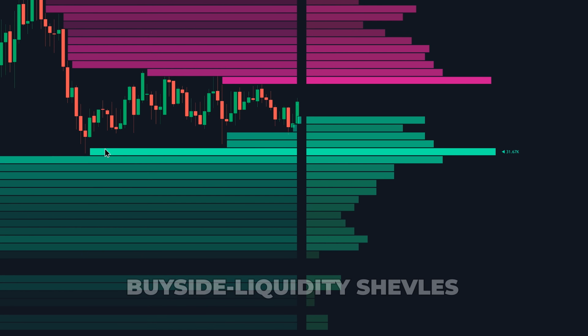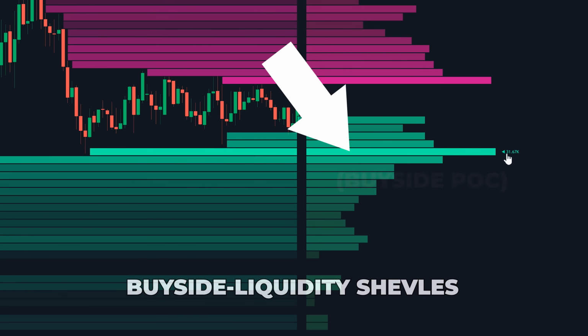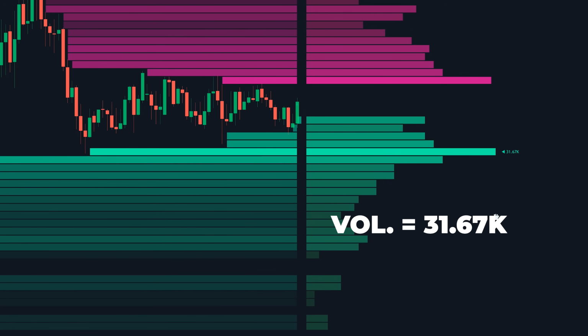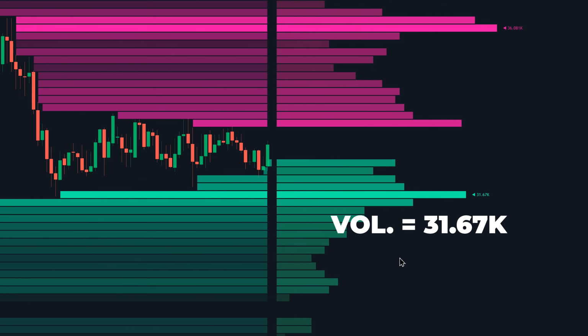These are the buy-side liquidity shelves. They vary in brightness, and the brightest spot is the buy-side POC, the highest volume level. On this particular day, that POC showed a volume of 31.67K. So I come to a random day in the market and I first identify the level that's the brightest, labeling it properly as the POC.